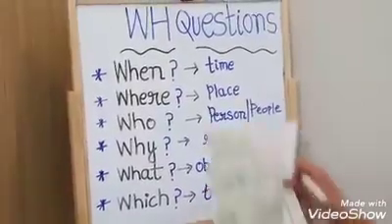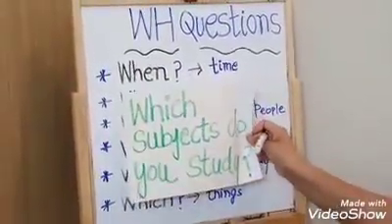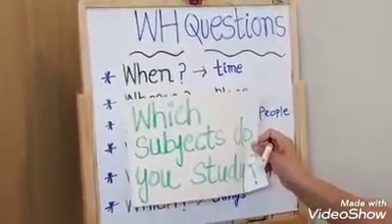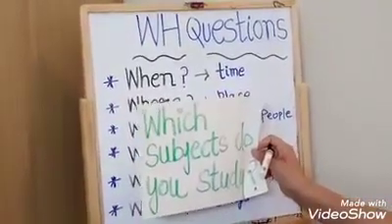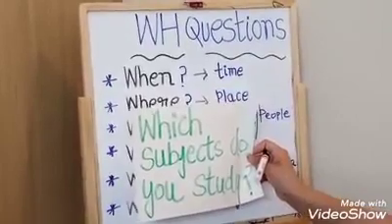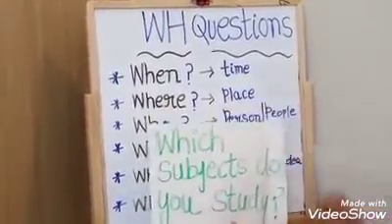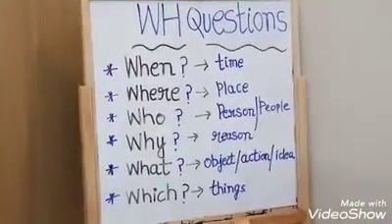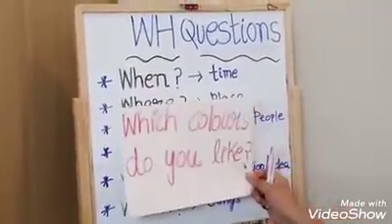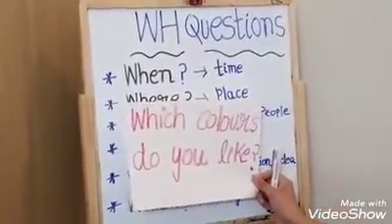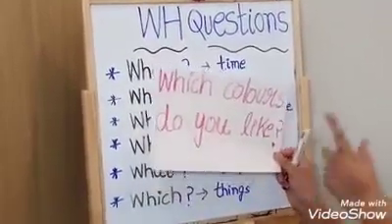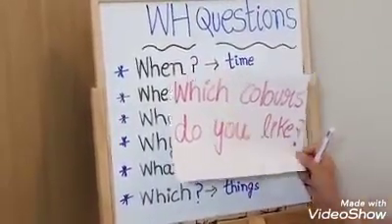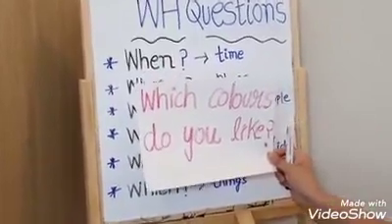Like, which subjects do you study? So these are things. You need to mention the subjects that you study, like your EVS, math, English. So when we want to know about things, we use the question which. Let me take another example. Which colors do you like? Again, here we are asking about things, so we'll use the question which.